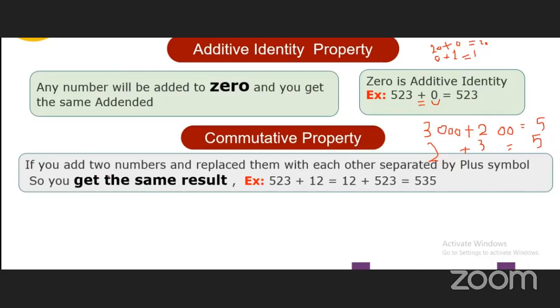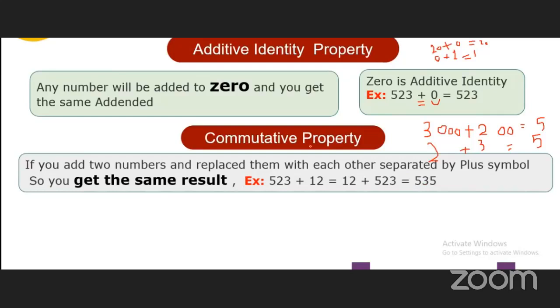So if you add 2 numbers and replace them with each other, separated by the plus symbol, what do you get? The same result. For example, 523 plus 12 is the same as 12 plus 523, and the result will be the same, 535. This is called the commutative property.